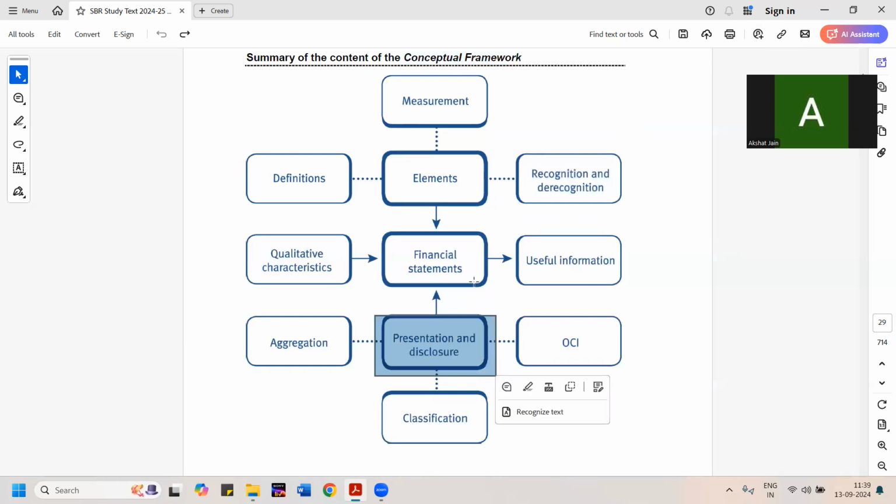Presentation and disclosure. Now we come to the second part of the content in financial statements. Firstly, we see aggregation. What is aggregation? Two things: segregation and aggregation.